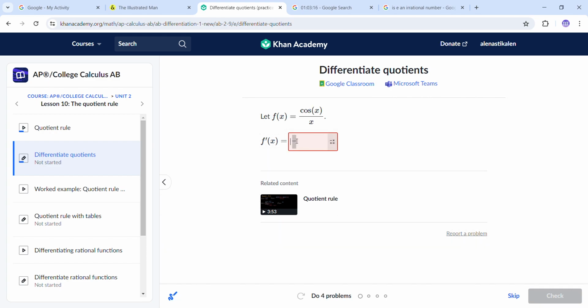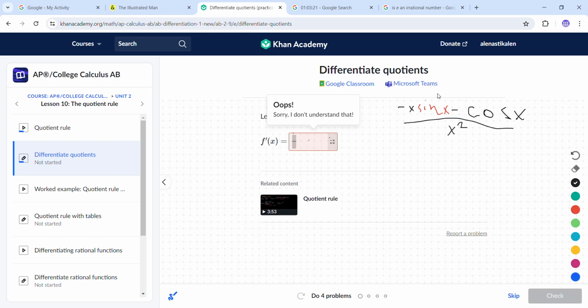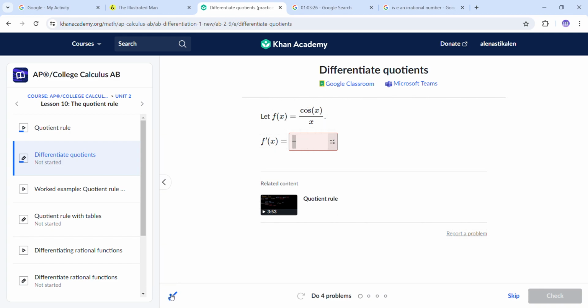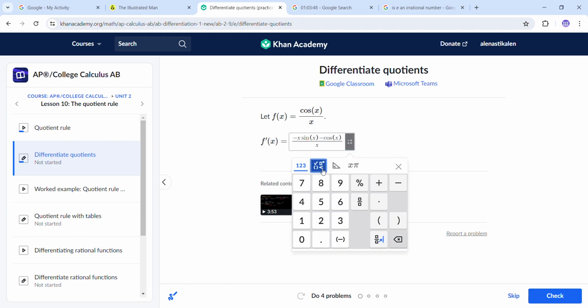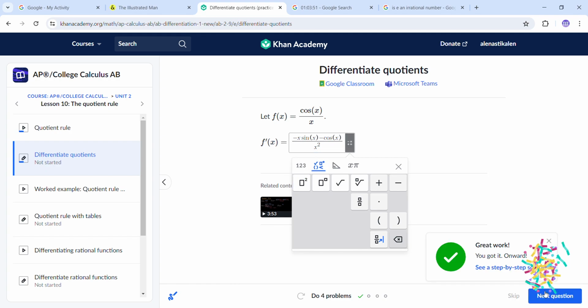Let me just take a look at it again and confirm that there is no way to simplify it. It's negative x. No, there's no way to simplify it. That's just the most simplified version out there. Because a negative x sine of x minus cosine of x over x squared. It better be the right way though, because I'm gonna lose it, bro. If it ain't the right way to do it, I'm gonna lose it. Okay, nice.